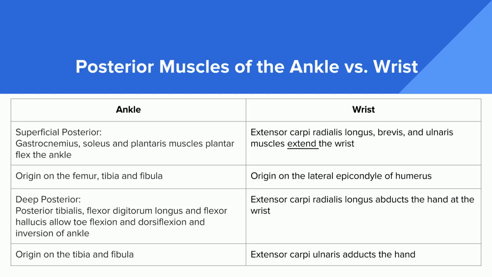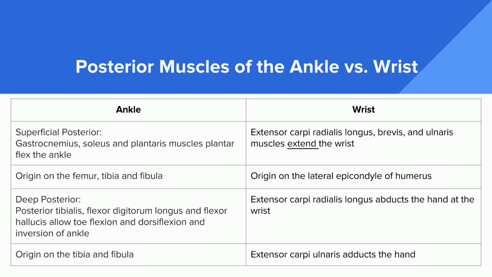The extensor carpi radialis longus is a long tapered muscle that extends the wrist and abducts the hand. The extensor carpi radialis brevis works synergistically with the extensor carpi radialis longus. The extensor carpi ulnaris inserts on the 5th metacarpal bone, where it acts to extend the wrist and adduct the hand.